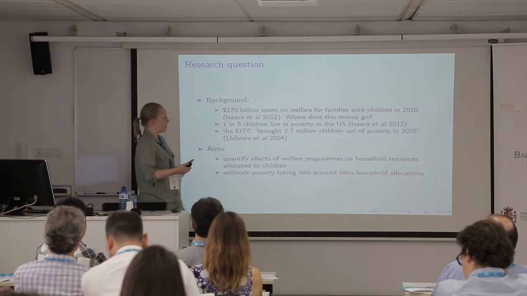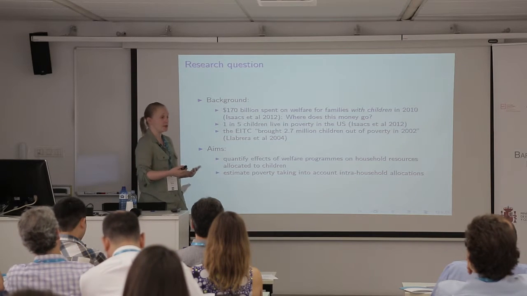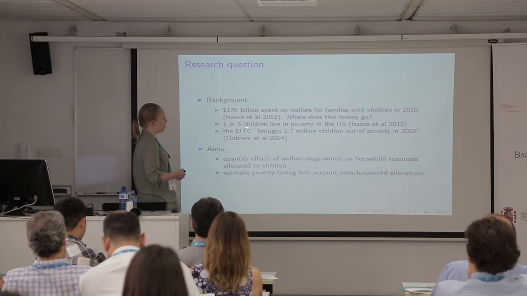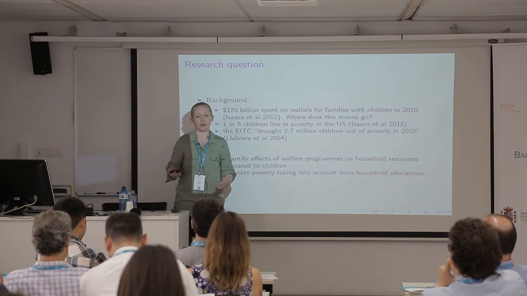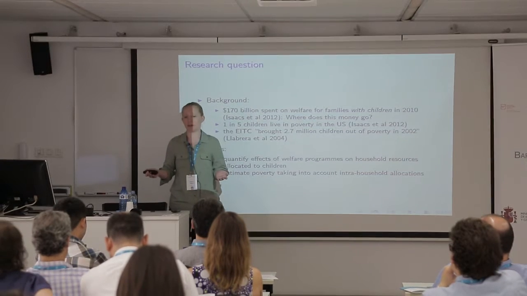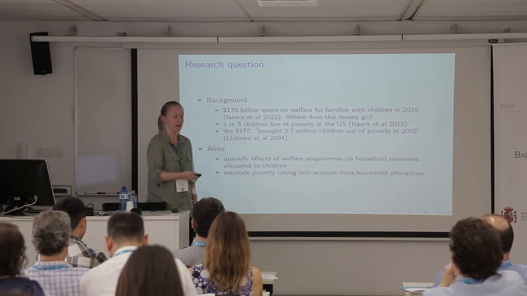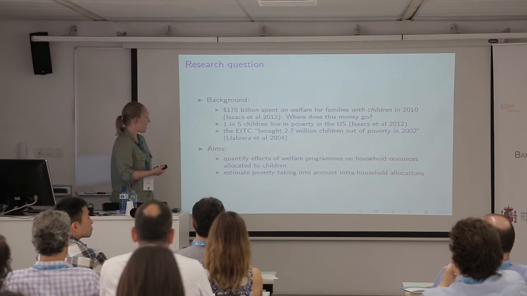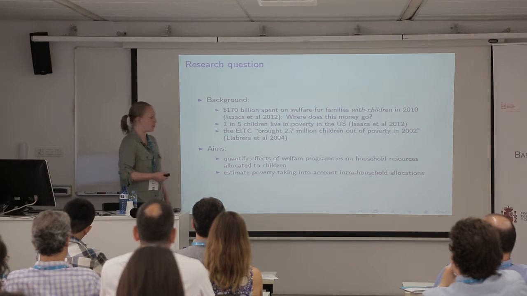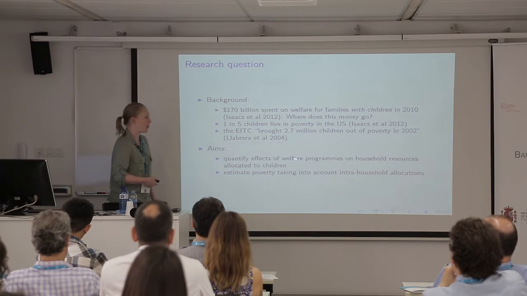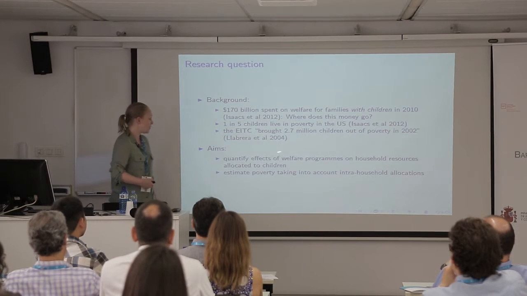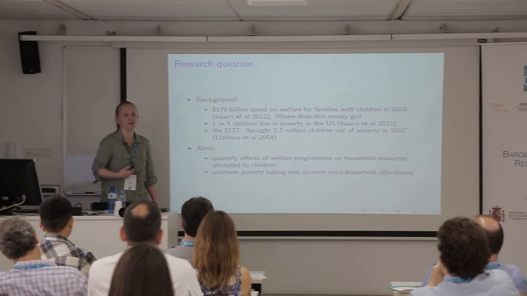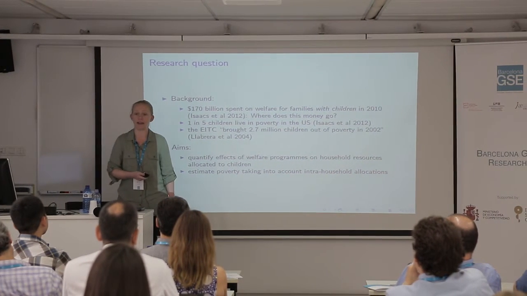When we think about the welfare of low-income people and children in the US, we also talk about how many children there are in poverty. And again, same story, we don't take into account the intra-household allocation. This is all based on income at the household level. So the aim of this project is to quantify the effects of welfare programs on the household resources allocated to children, but also to estimate poverty levels taking into account the intra-household allocation.